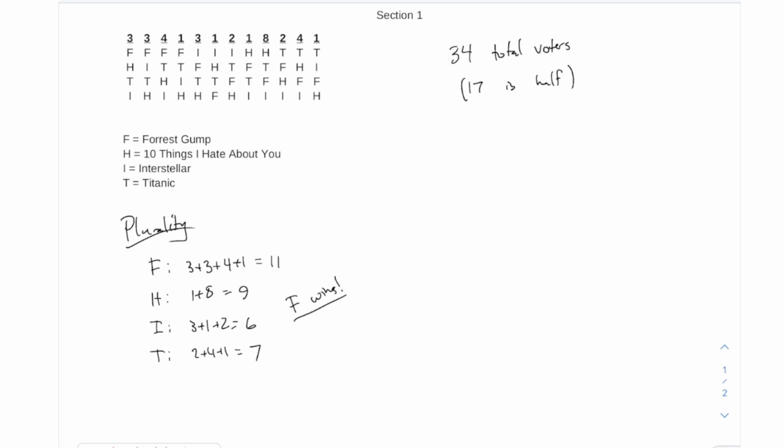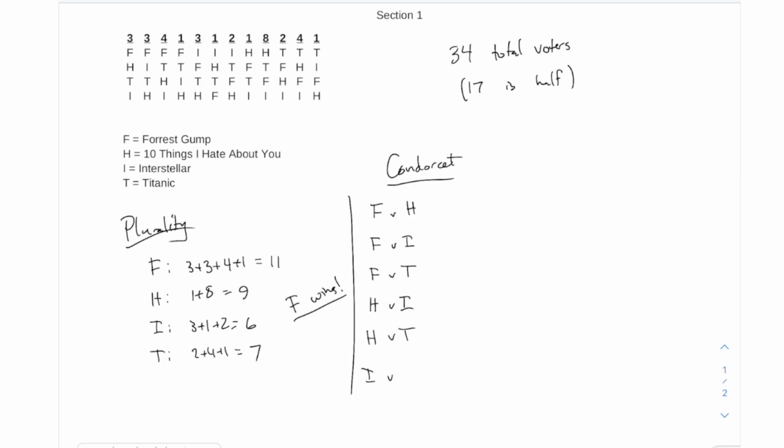Okay, let's try the Condorcet method. This is going to involve quite a bit more looking carefully and adding stuff up. In this case, we need to do all the pairs, right? I go F versus H, and then F versus I, and then F versus T, and then H versus I. There should be six pairs, H versus T, and finally I versus T, right? Yes?